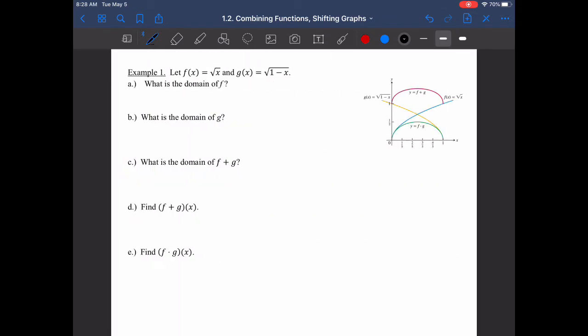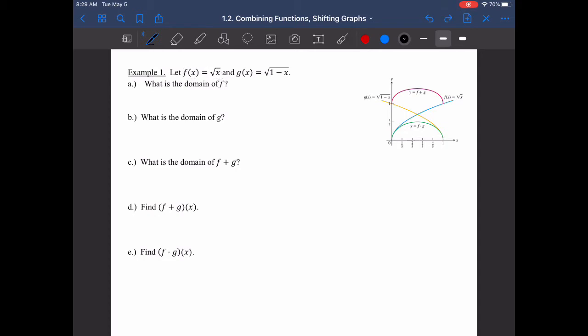So let's take a look here at an example. And the first thing, it says let f(x) equal the square root of x and g(x) equal the square root of 1 minus x. So the first thing it asks is, what is the domain of the function f(x)? So that's this one right here. And so what is the domain of f(x)? And that's going to be pretty straightforward.